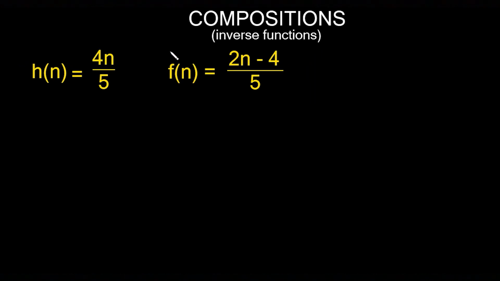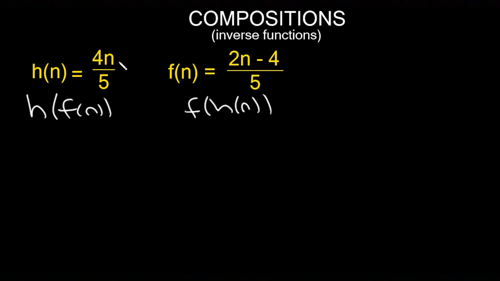So here's my next example. I'm going to go ahead and write out the 2 compositions that I have to take. I'm going to do h of f of n, and then I have to do f of h of n, okay? So doing this one first, I have to look at h of n, and wherever I see an n, I have to plug in f of n, which is 2n minus 4 divided by 5.